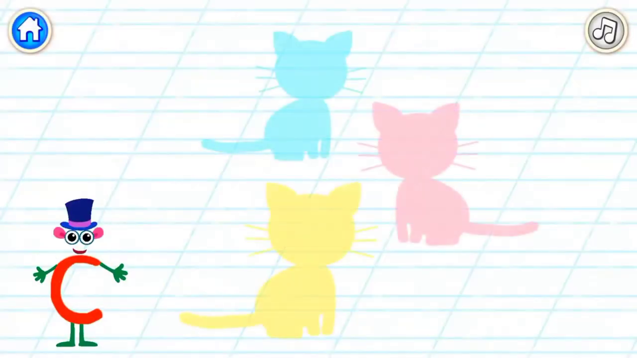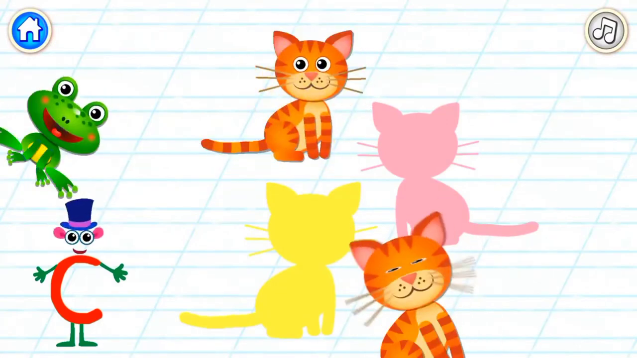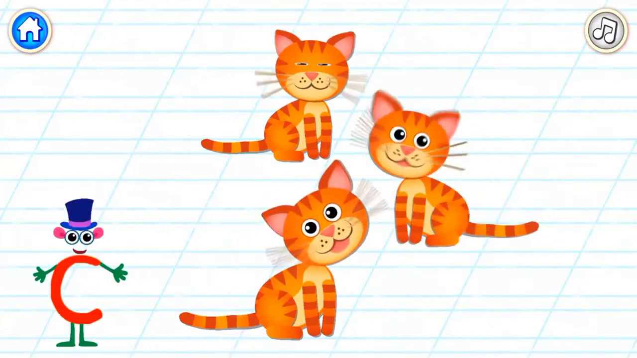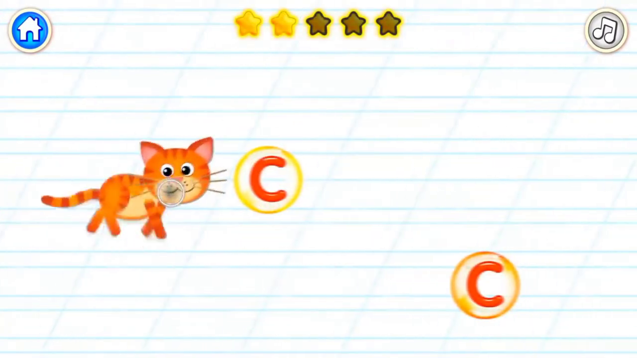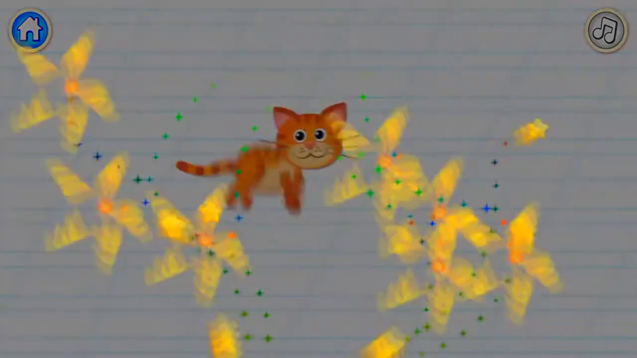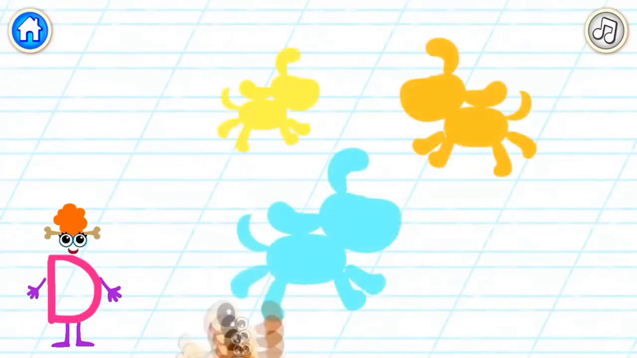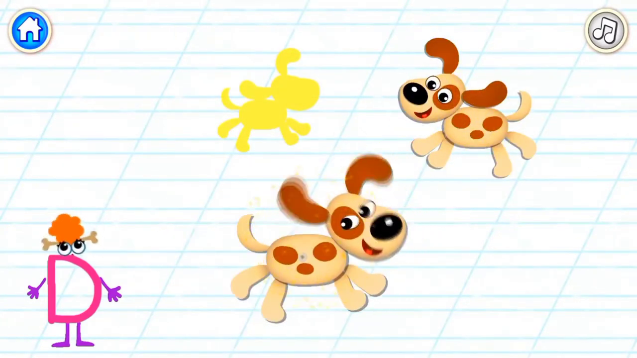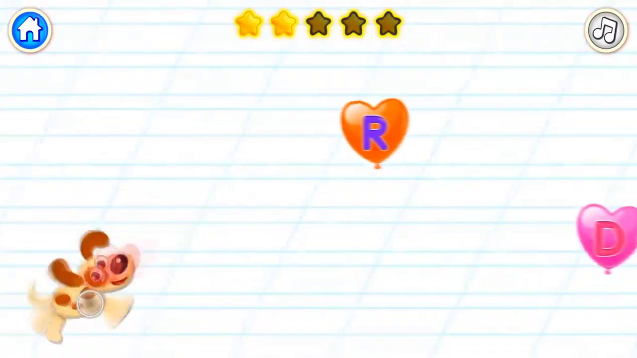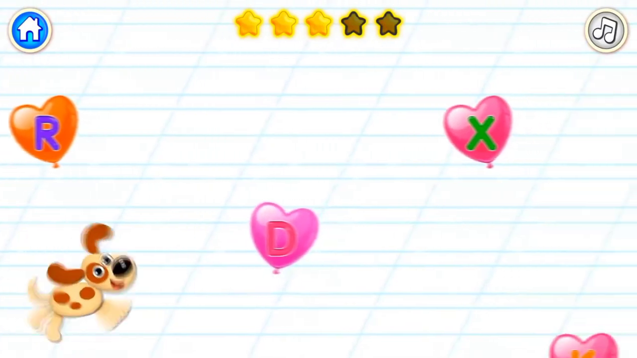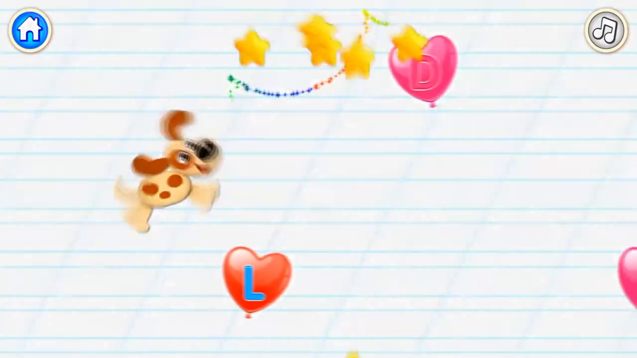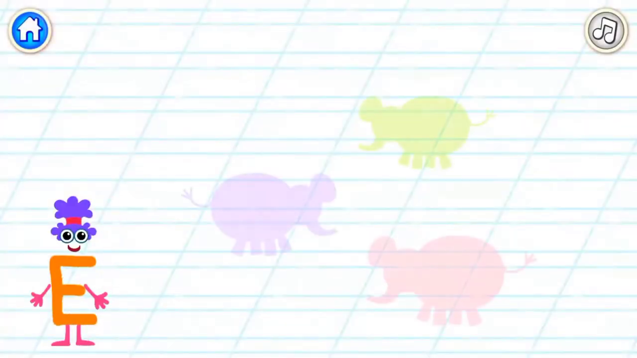C is for cat. D is for dog. E is for elephant.